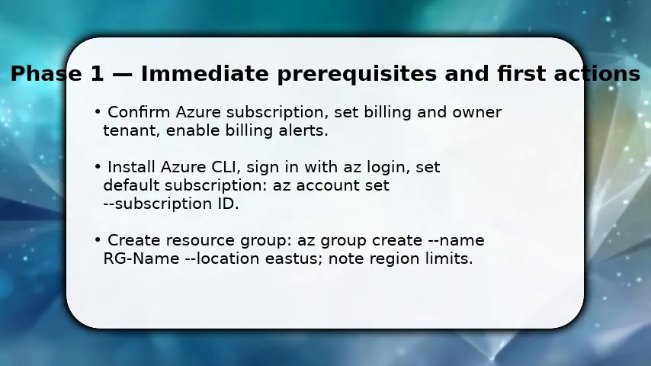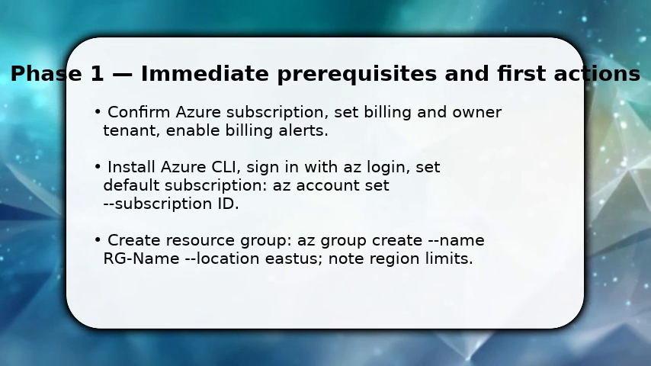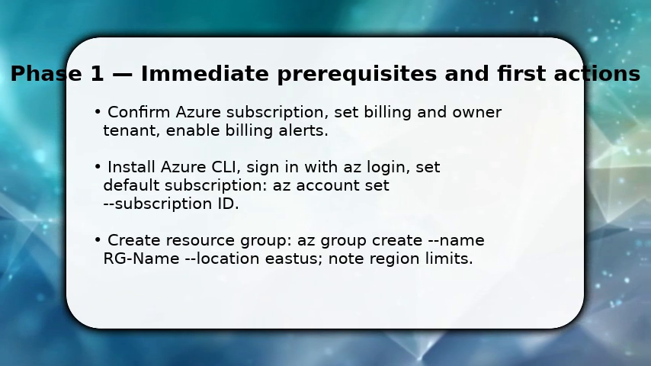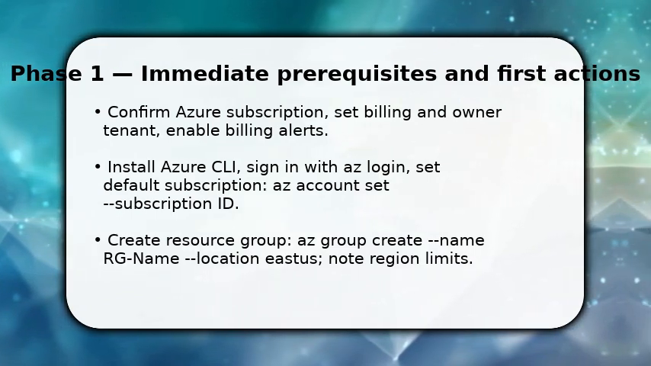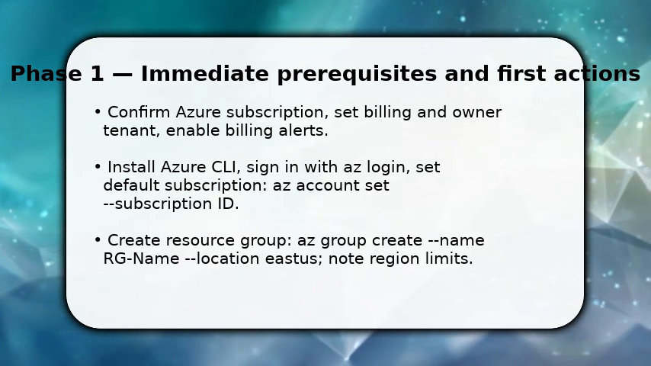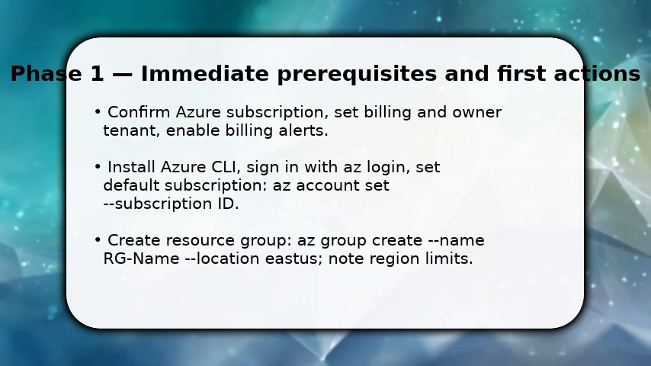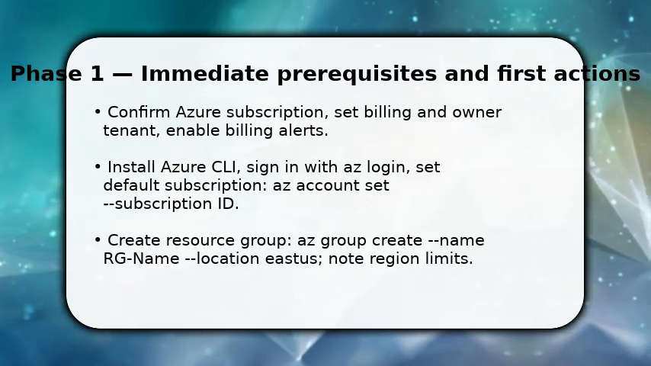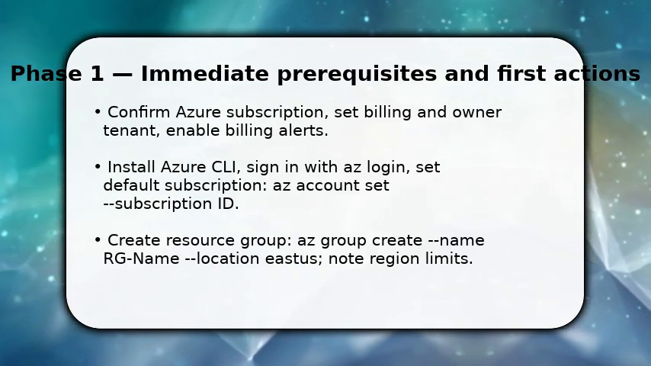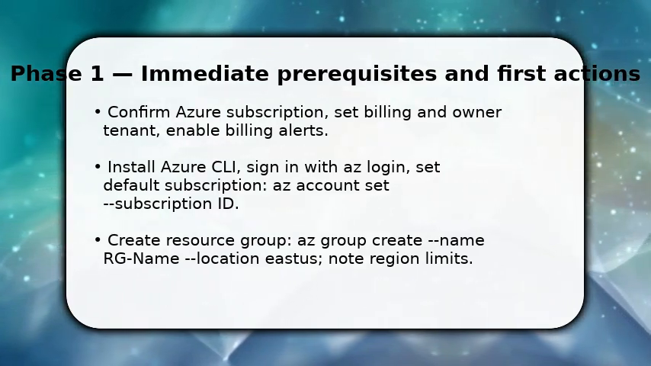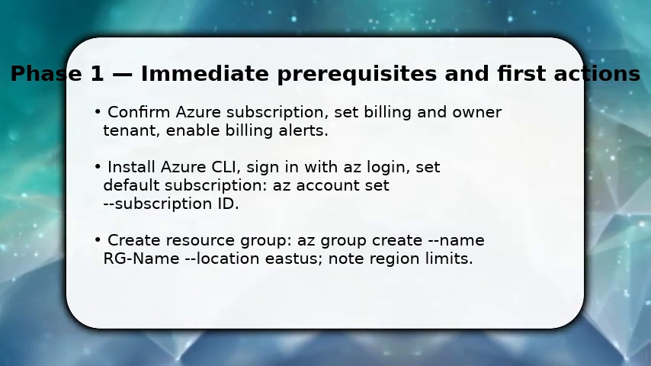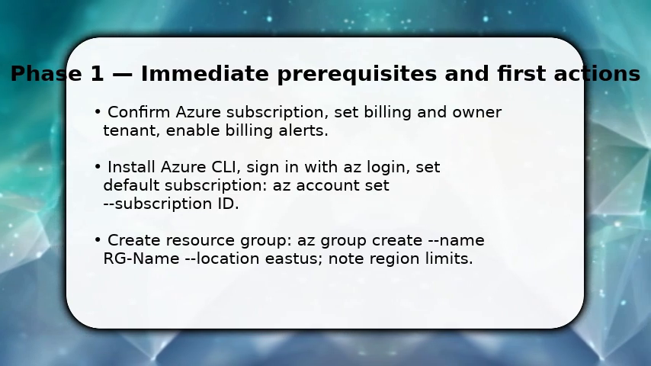You start by ensuring the essentials: an active Azure subscription and billing ready. Once done, install the Azure CLI and authenticate with az login. Next, make sure to set your default subscription using az account set with the subscription ID so commands target the right tenant. Then create a resource group with az group create, and pick a region that supports the services you need. Doing this first organizes resources and prevents later permission and quota surprises.